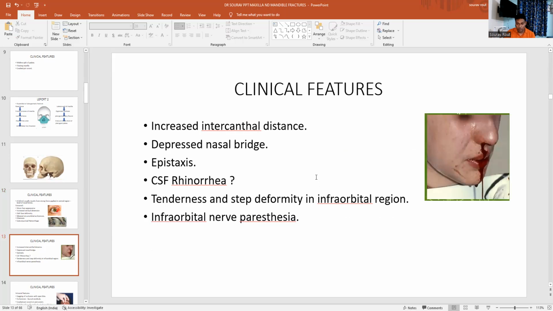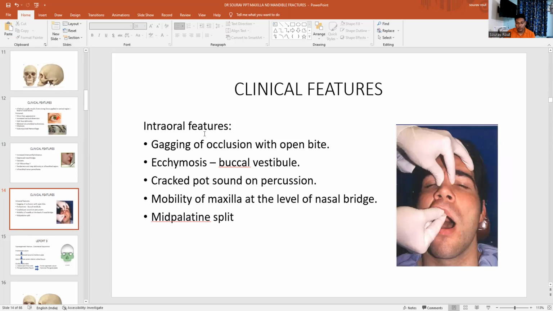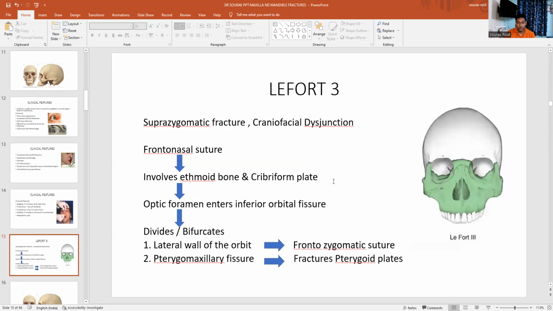The CSF rhinorrhea is through the nose. We have tenderness and step deformity in the infraorbital region, bilaterally or unilaterally. Infraorbital nerve paresthesia if it involves the infraorbital nerve. Intraoral clinical features are gagging of occlusion with anterior open bite, ecchymosis of the buccal vestibule, cracked pot sound on percussion, and mobility of the maxilla at the level of the nasal bridge. You can see in this picture, you can feel the movement of the nasal bridge here when you try to maneuver the maxilla holding the upper front teeth, and that can be associated with a mid-palatal split.